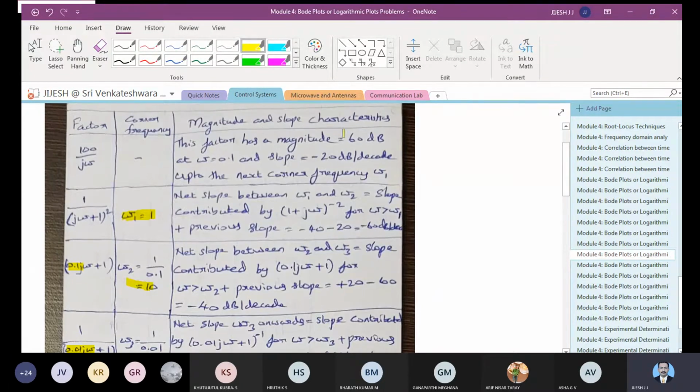So let me take the first term. As I have calculated, the magnitude is 60 dB at omega equal to 0.1. What will be the slope for me? The slope will be minus 20 dB per decade. Till where will it be? Till the next corner frequency. What is my next corner frequency? That is omega 1 equal to 1.